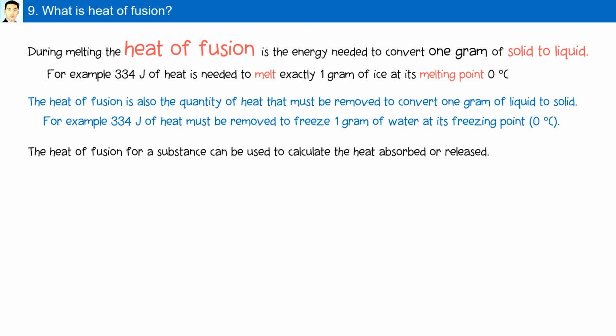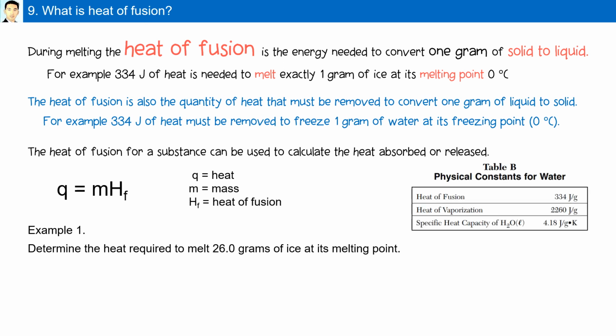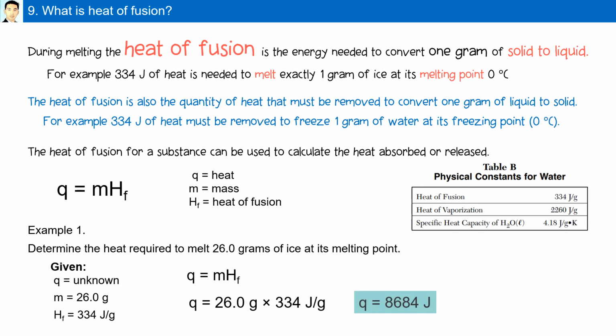The heat of fusion for a substance can be used to calculate the heat absorbed or released. Q is equal to mHf, where Q is the heat, m is the mass, and Hf is the heat of fusion. For example, determine the heat required to melt 26.0 grams of ice at its melting point. Using reference table B, the heat of fusion is given as 334 joules per gram. Plugging in our given into our formula, we have 8,684 joules at its melting point.